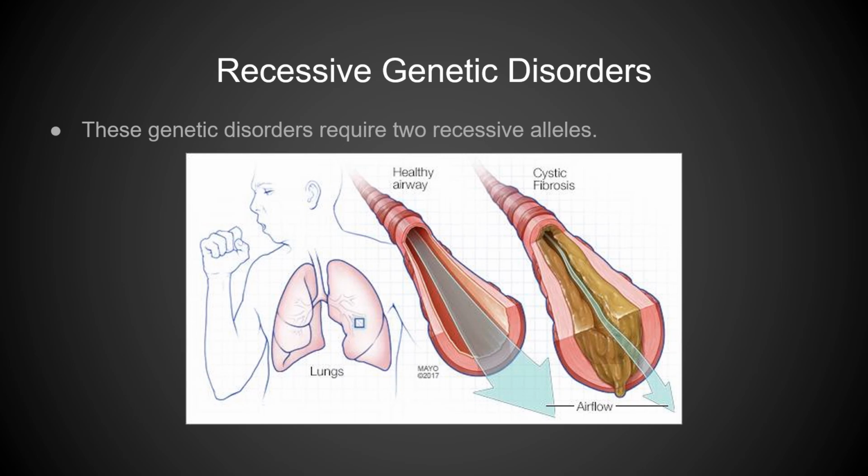Recessive genetic disorders require two recessive alleles. One example of a recessive genetic disorder is cystic fibrosis. Cystic fibrosis is an inherited life-threatening disorder that damages the lungs and digestive system. Treatment has come a long way for individuals, but there is no cure.